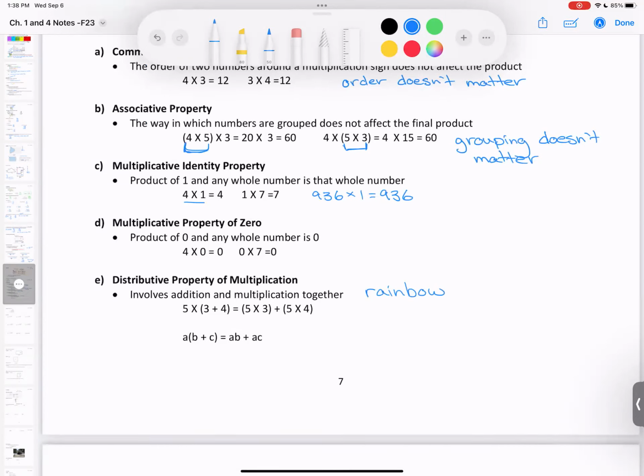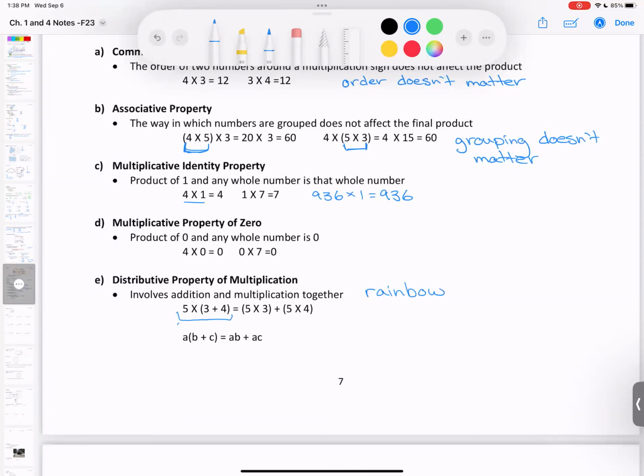Okay, so if you have something like this here, we've got 5 multiplied by this sum in brackets. Well, you're going to learn that when you have brackets, that means do the brackets first. So one way you could do this is you'd go 5 times, well, 3 plus 4 is 7. So you'd have 5 times 7 and you'd get 35.